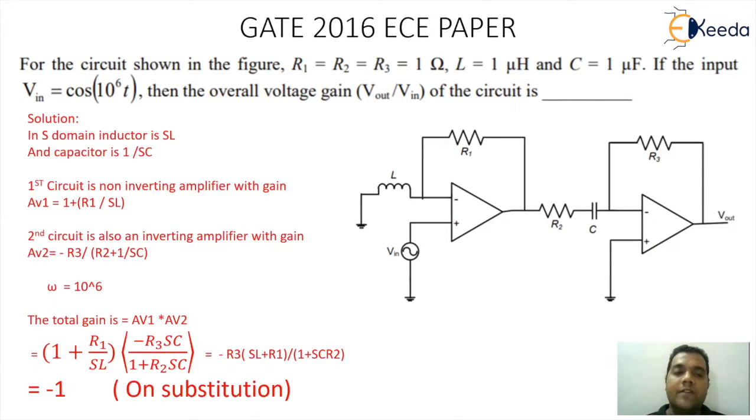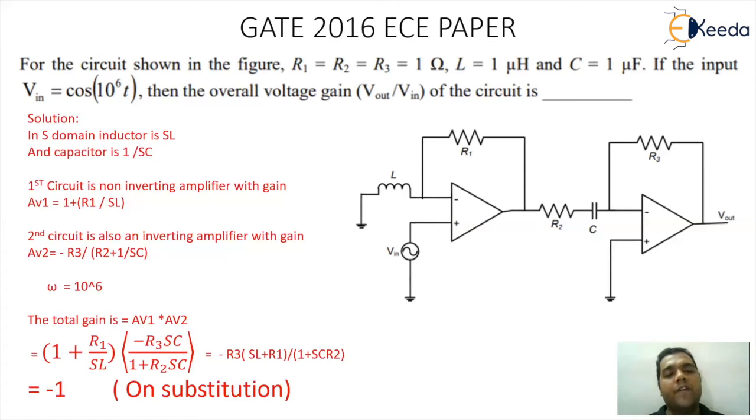The total gain of the circuitry will be the product of the individual gains. So it is going to be AV1 into AV2. So it is going to be 1 plus R1 by SL into minus of R3 SC divided by 1 plus R2 SC. So on solving, we will get minus of R3 times (SL plus R1) divided by 1 plus SC R2.